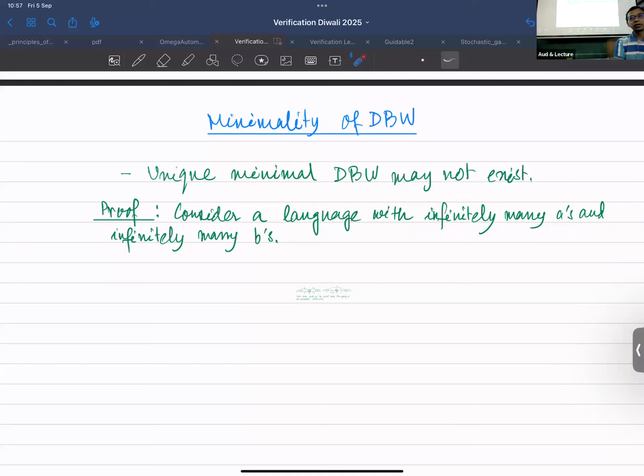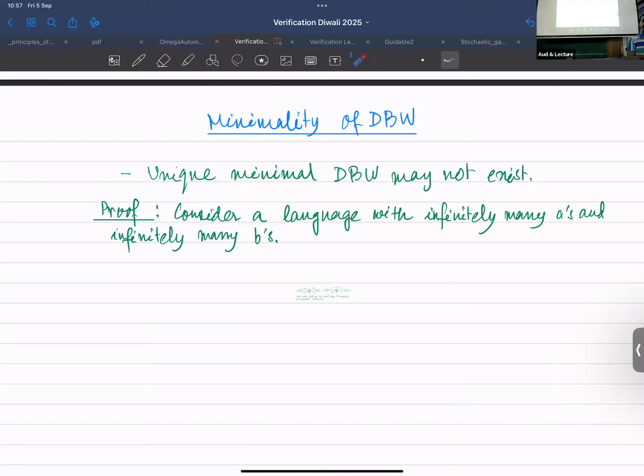Can you just think of, for a couple of minutes, and if you want to write on paper, you can also do that. Just infinitely many A's and infinitely many B's. It's a set of words. Every word should have infinitely many A's as well as infinitely many B's. So I want you to give a DBW corresponding to that.